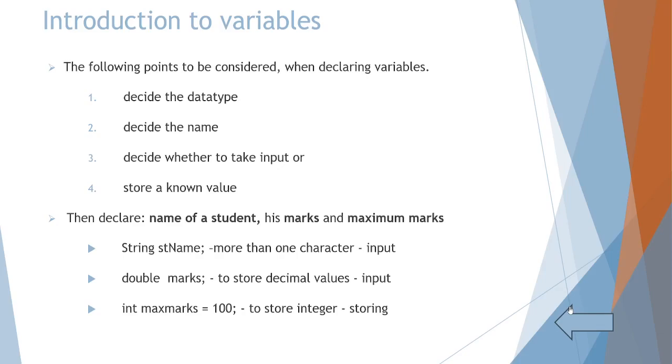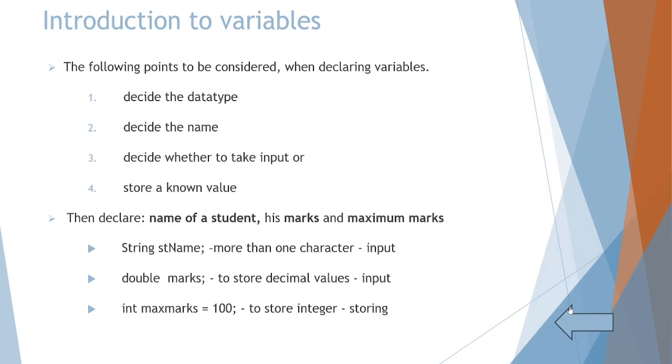Then, second variable, double marks. Why double? Because a student may get 98.5, 68.5, decimal value. So the marks variable data type we decide as double. And marks, M, any name we can give. Two variables we have seen. First one is name, that is student name, string data type. Marks, with double data type.